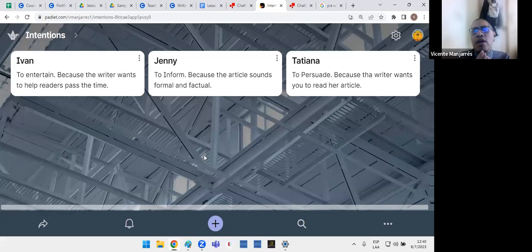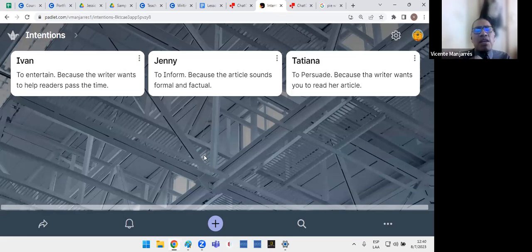And finally, we have Tatiana, who says to persuade, because the writer wants you to read her article. So maybe a good writer will try to grab your attention using certain techniques writers are able of. So maybe the article tries to persuade. Maybe that is the author's purpose.